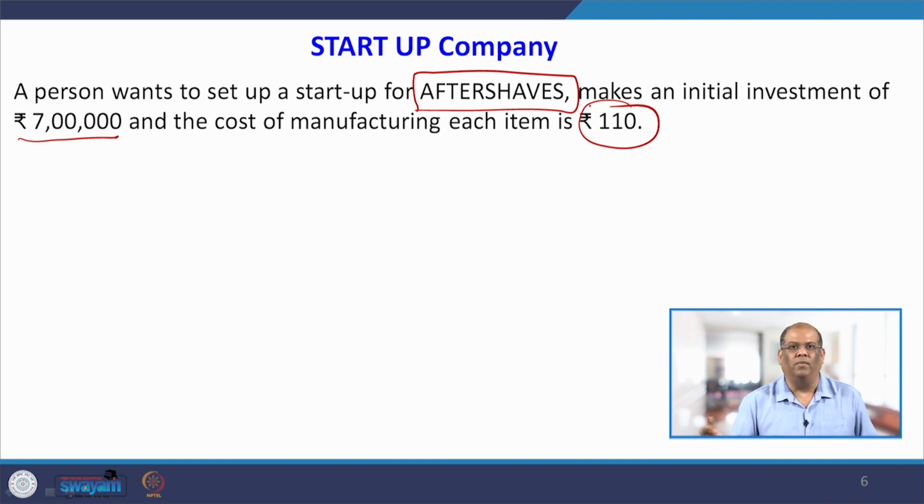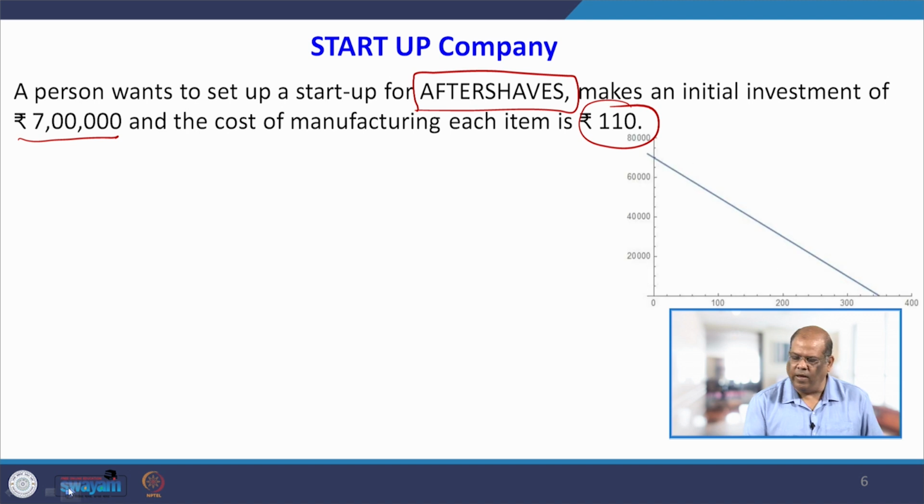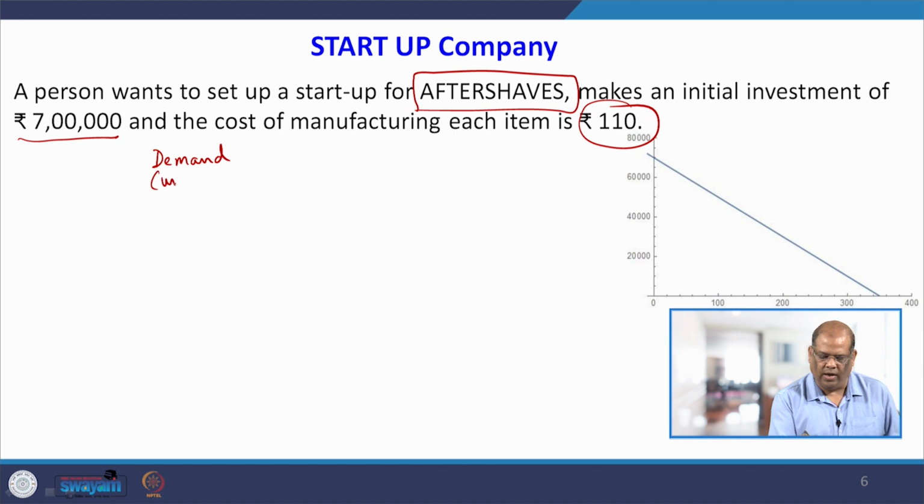He needs to know the market. There will be some demand, and it will follow some function, some curve. So, he does a market survey and comes up with this curve. This is your demand curve. On the basis of this, he creates a function, say the demand function for the unit sale.